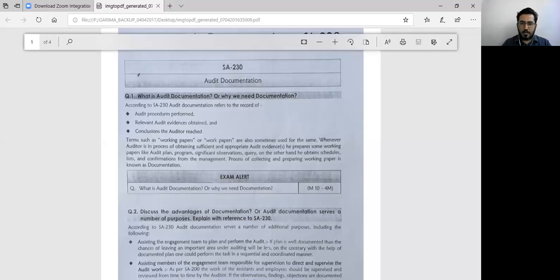Since there are no doubts, thank you so much for attending. Please revise the entire audit that we have done. Also revise all the accounting standards. Tomorrow we will finish AS18.